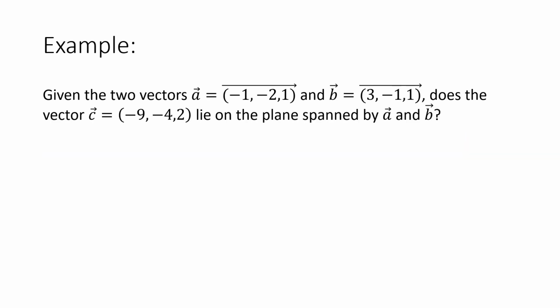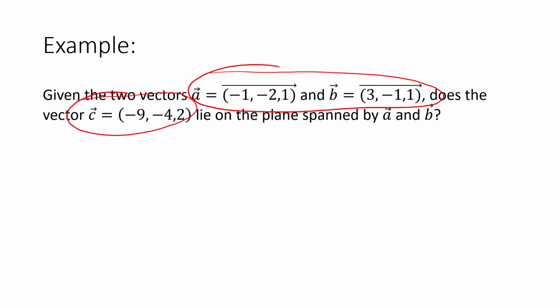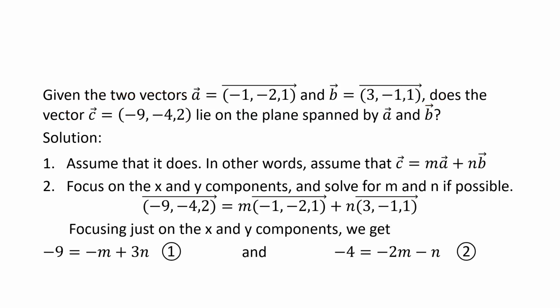Interesting. Well, I wonder what it looks like if it doesn't work. We're going to do a very similar question with the same two initial vectors, but C, instead of being -9, -4, 1, will be -9, -4, 2. The answer to this question will ultimately be no. So we're going to follow the same procedure. We let -9, -4, 2 equal m times -1, -2, 1 plus n times 3, -1, 1.